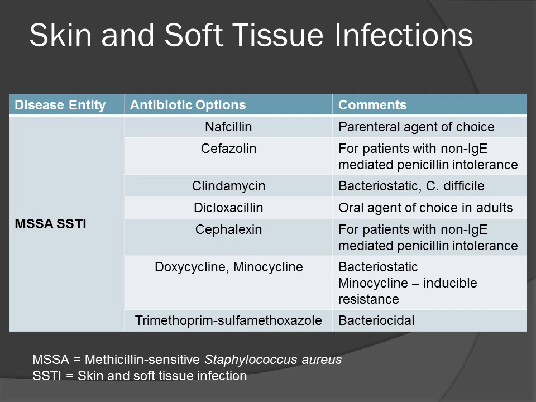Dicloxacillin, which is difficult to use. It's the oral agent of choice in adults, but I believe it's 4 times a day dosing, which makes it tough. Also with cephalexin, that can make compliance tough as well.